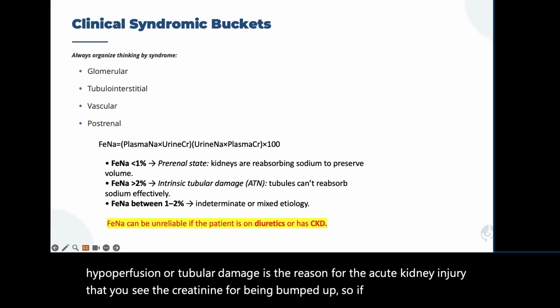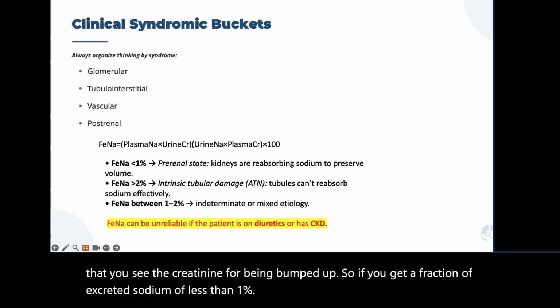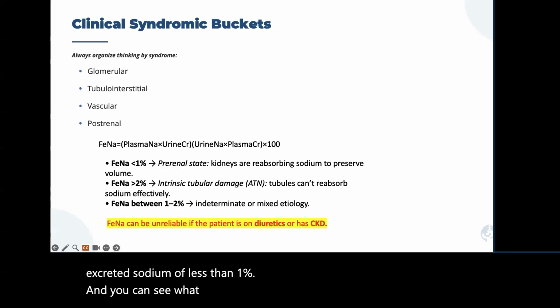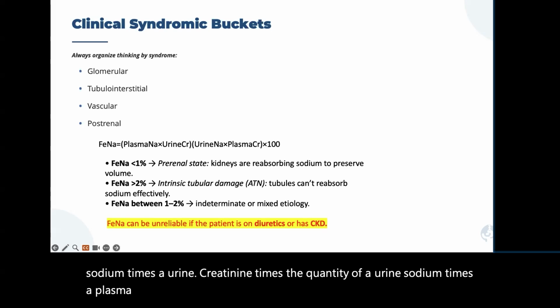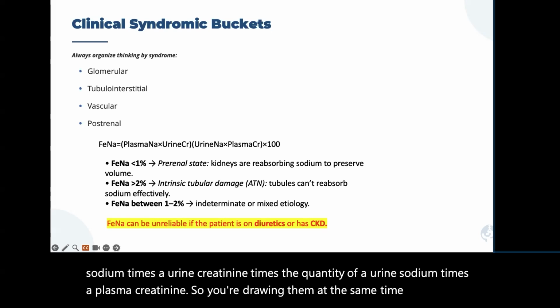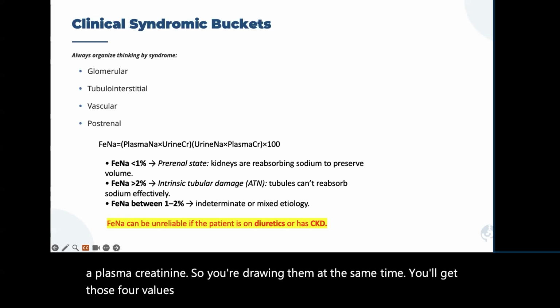So if you get a fraction of excreted sodium, and you can see what the parameters are there for doing this, it's plasma sodium times urine creatinine, divided by the quantity of urine sodium times plasma creatinine. So you're drawing them at the same time. You'll get those four values, times the factor of 100. That gives you the fraction of excreted sodium.